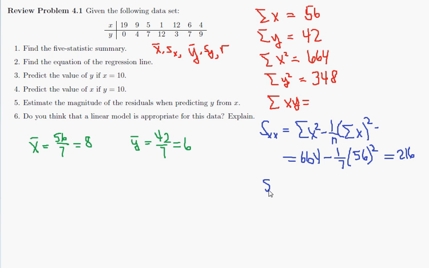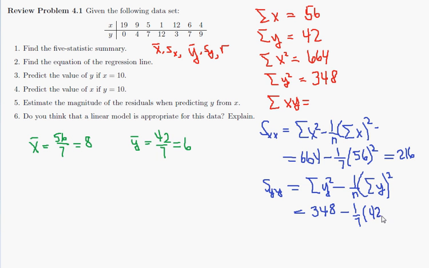Similarly, s sub yy is equal to the sum of the y squareds minus 1 over n times the sum of the y's all squared. So this works out to be 348 minus 1/7 times 42 all squared. So 348 minus 42 squared divided by 7, and that works out to be 96.